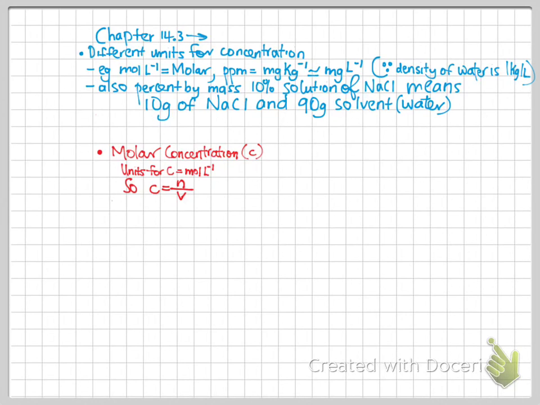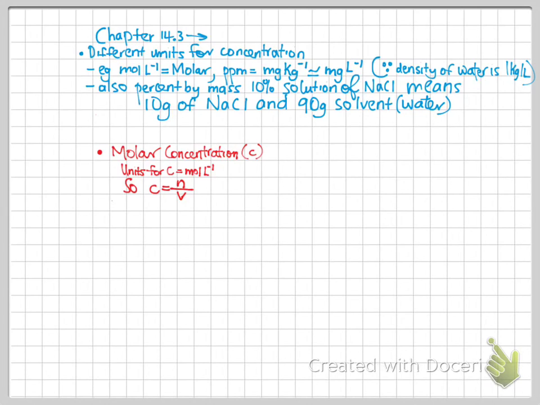Okay, looking at the next thing, another common one I've noticed in industry is when you make up solutions, you make up percent solutions. Now, we generally make up percent by mass. For example, a 10% solution of sodium chloride means 10 grams of sodium chloride, and your total solution weight will be 100 grams. So that means you have 10 grams of sodium chloride and 90 grams of solvent, which would be water.